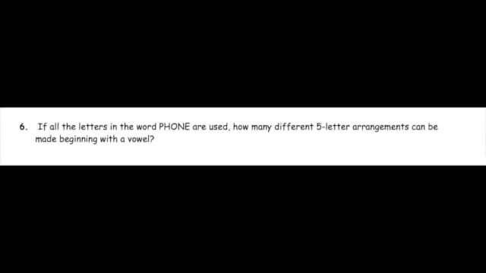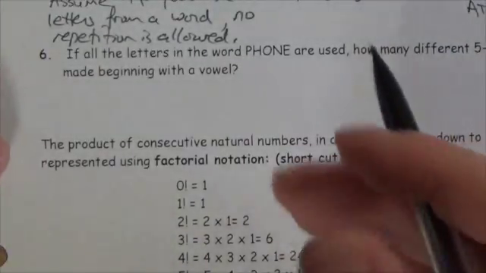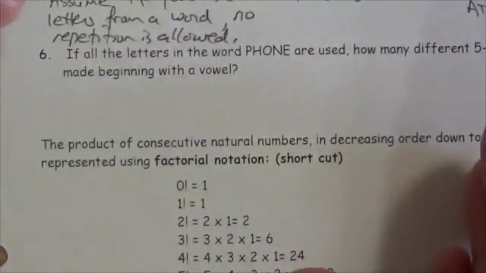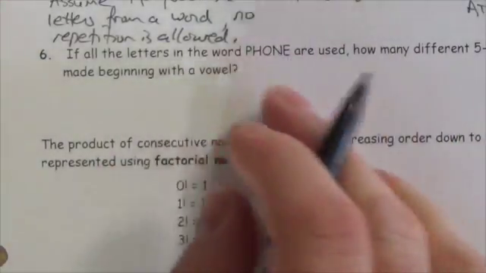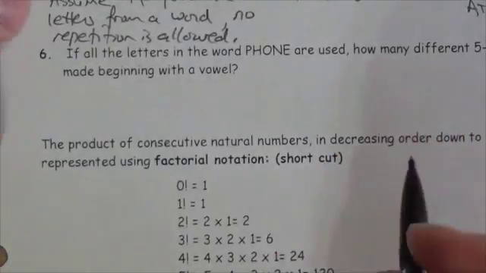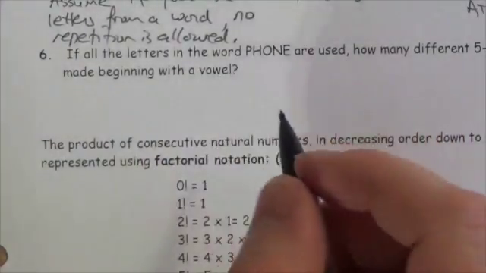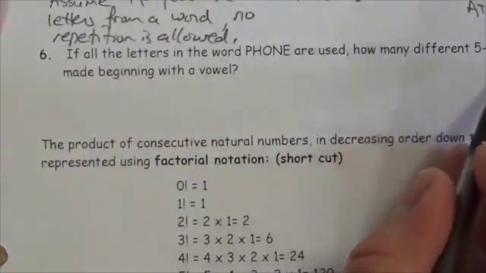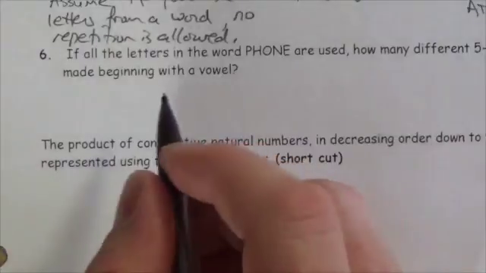If all the letters in the word phone are used, how many different 5-letter arrangements can be made beginning with a vowel? So here's an example of a question where the implication is that you can't repeat those letters. It's not stated overtly, but because we're dealing with the letters in the word phone, the assumption here is that you can't repeat them. Now, there is a little restriction implied here. How many different 5-letter arrangements can be made beginning with a vowel?